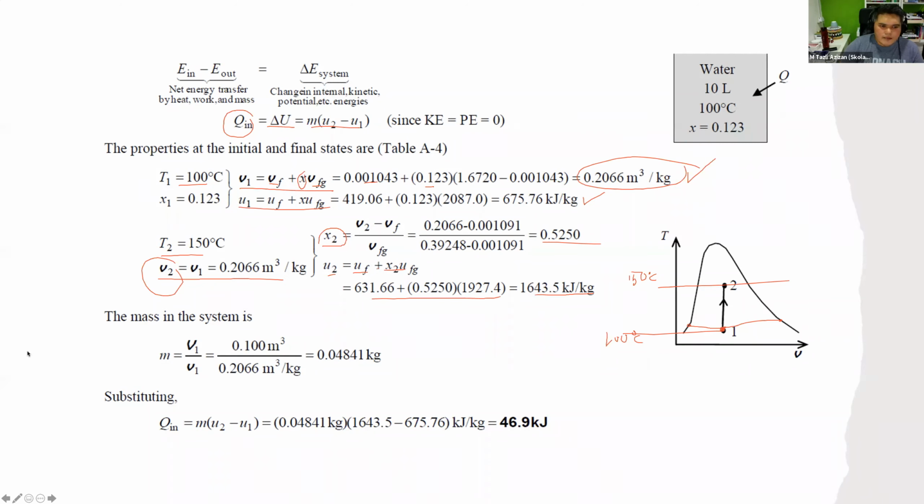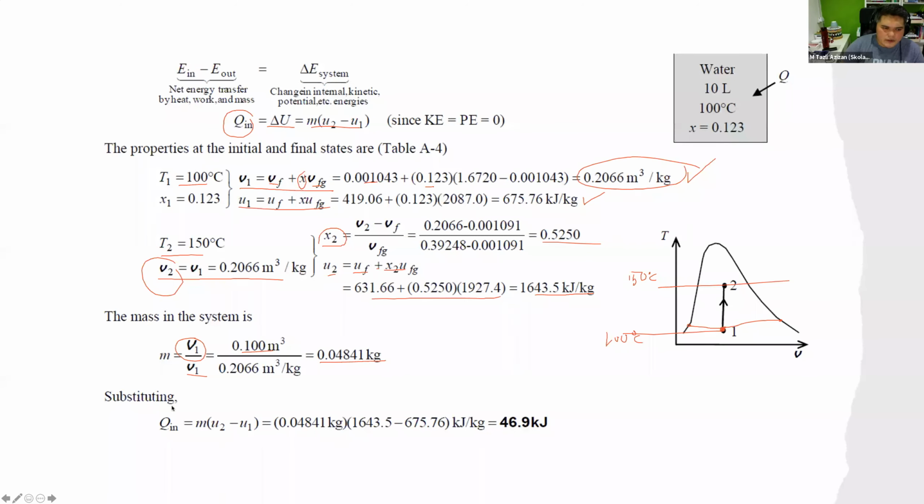And in order for us to determine the mass of the system, we know we are given the volume of the rigid tank is 0.1 meter cube, which is 100 liter, and we divide by V1, which we already predetermined earlier from the table, then this is the mass of the system.